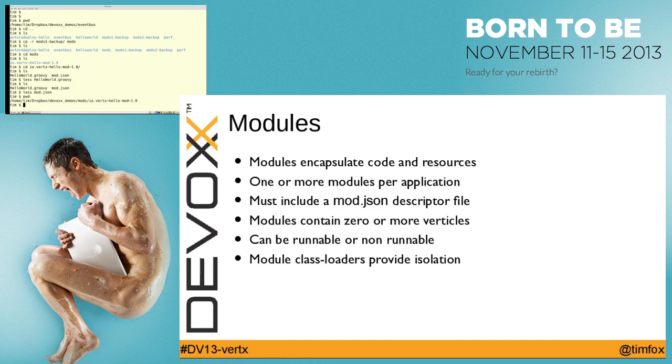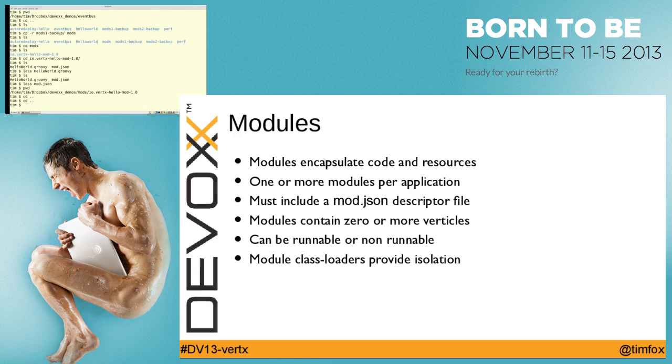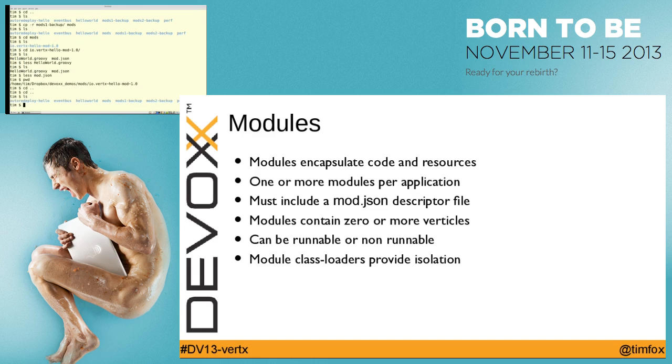OK, so how do we run a module? So we go back up a couple of directories. You run a module by saying, instead of vertx run, you say vertx runmod, and then the module name. So vertx runmod hello mod 1.0. Okay.